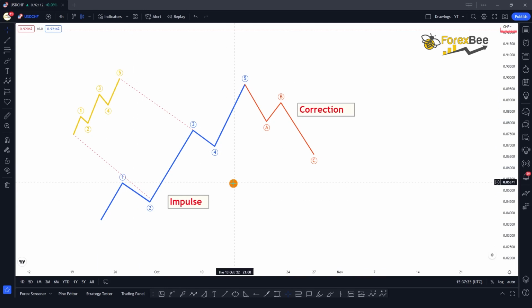Now this impulsive phase is very interesting because within each impulsive wave there are 5 waves. The first wave is this one, then there's the second, third, fourth, fifth, and within this impulsive wave, each impulsive wave again consists of 5 waves. So we can keep breaking it down further and further, and it works on all time frames.